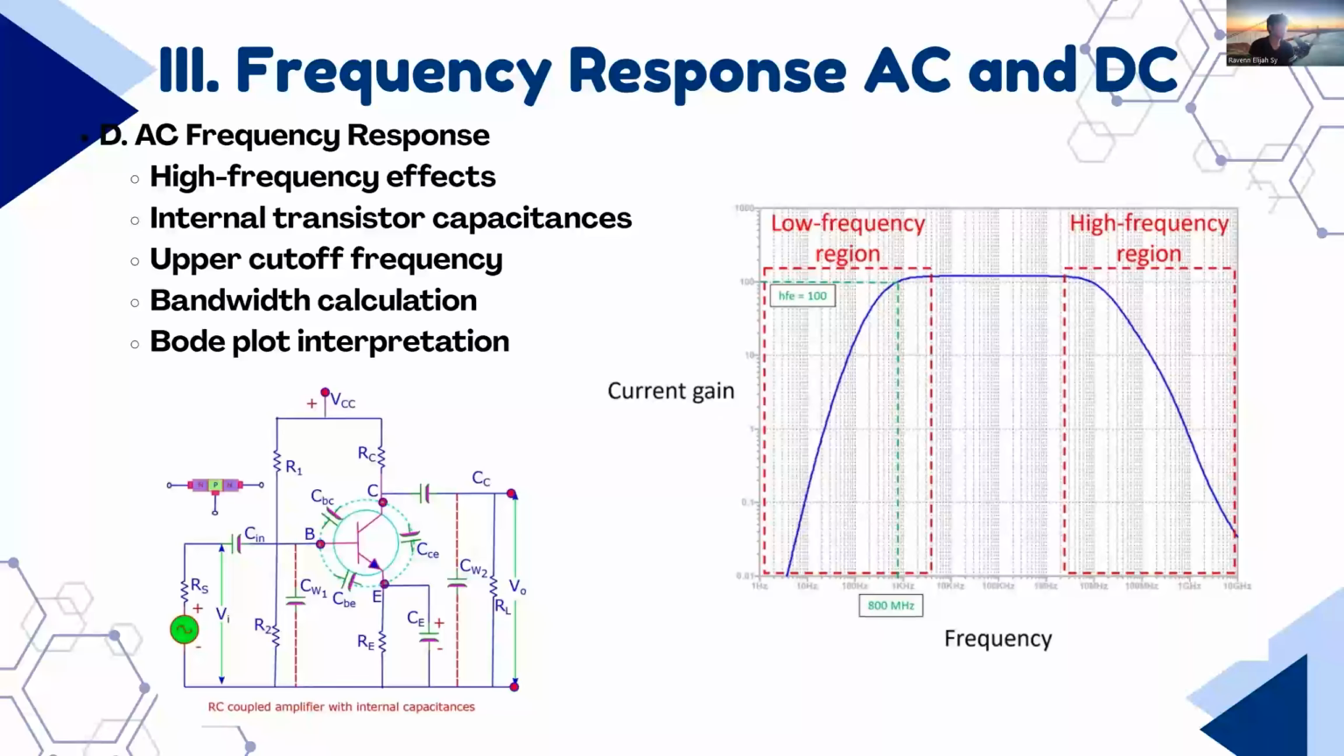Once both FL and FH are established, the total bandwidth of the system is calculated directly. For wideband applications, FL is often small enough that the bandwidth is approximately equal to FH.